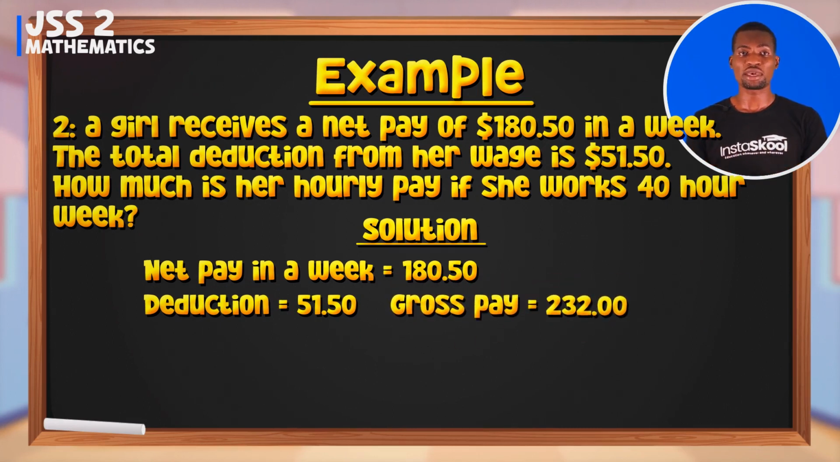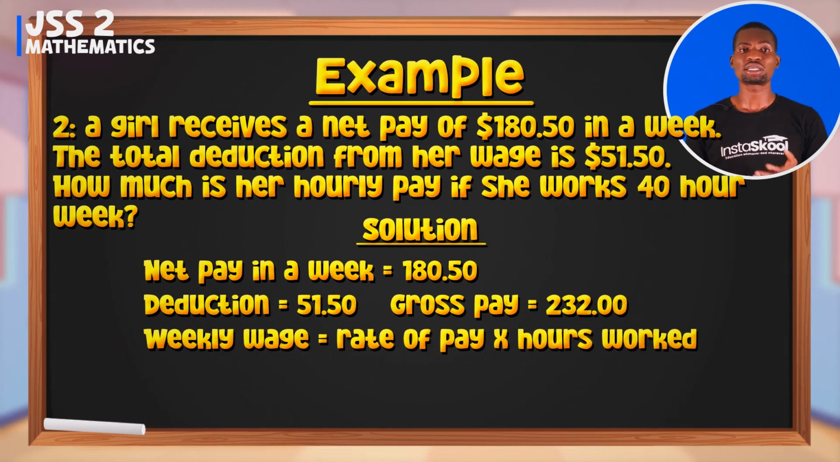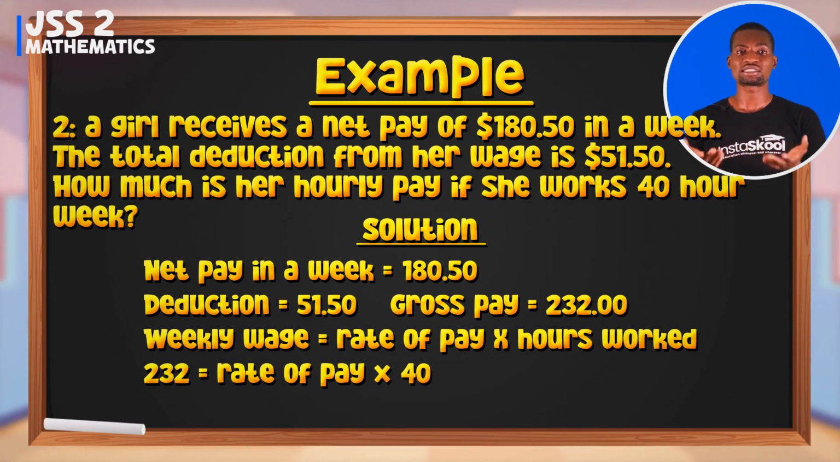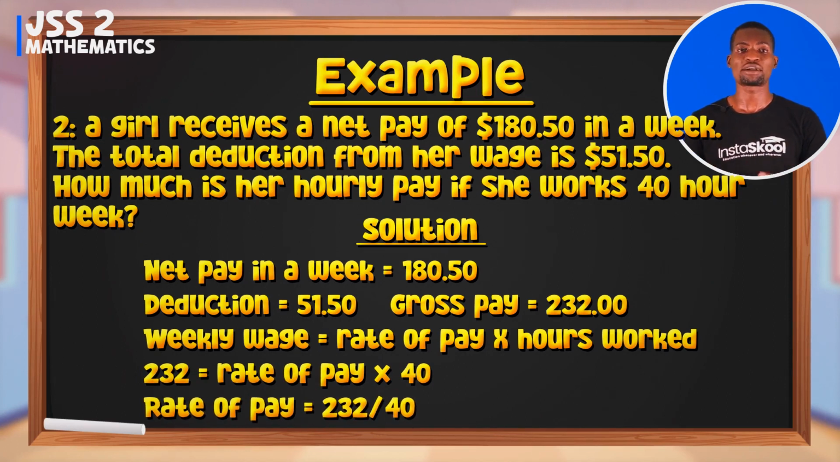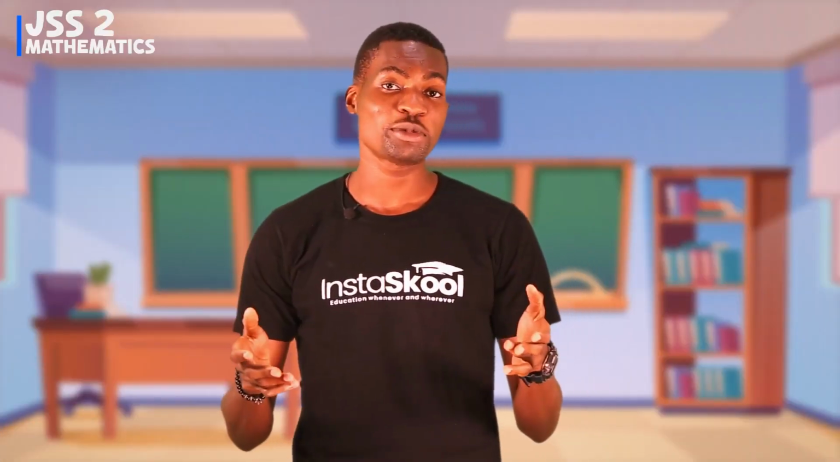Now, our gross pay, which is an addition of our net pay and the deductions, would be $232. It therefore means that if she works for 40 hours a week, our total earning or our gross pay is $232. To get a single rate of pay, we would simply divide 232 by 40, and that will give us $5.80 per hour.